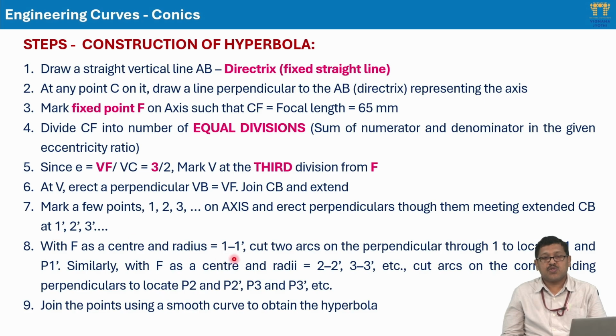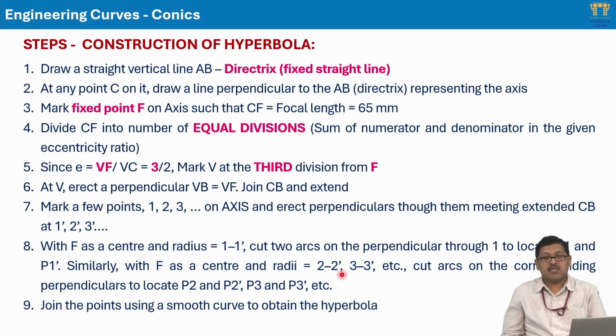So we measure that distance 1 to 1 dash, take focus F as center, and we draw arcs on the same perpendicular through 1 but on both sides of the axis. That means we have a perpendicular line which is passing through 1. We take F as center, 1 dash as the radius, and draw arcs on line number 1 but on both sides of the axis. And the same process we need to repeat for the remaining points. So we'll measure 2 dash as the distance, take F as center, draw arcs on line number 2 but on both sides of the axis. Similarly for the third division and fourth division.